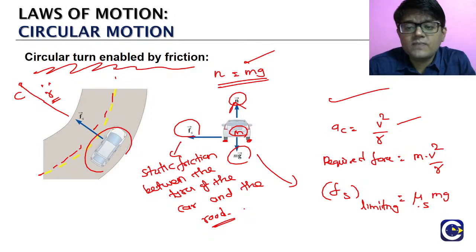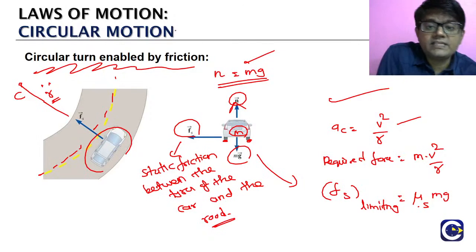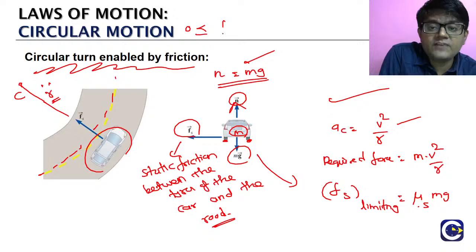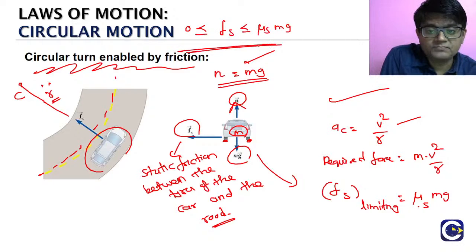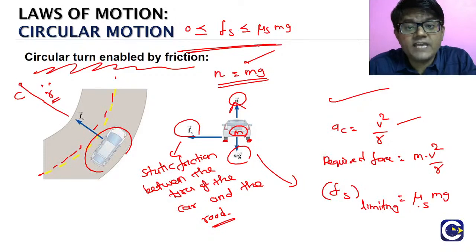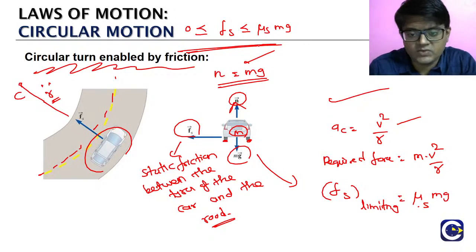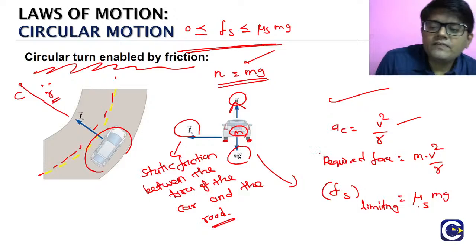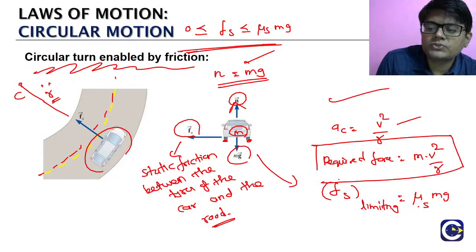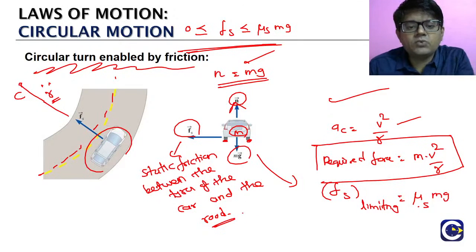Which means static friction value can be adjusting. It can be adjusting from 0 to this highest value, because static friction is a variable, self-adjusting friction. Which means we require this much amount of force to be acting towards the center of the circle.